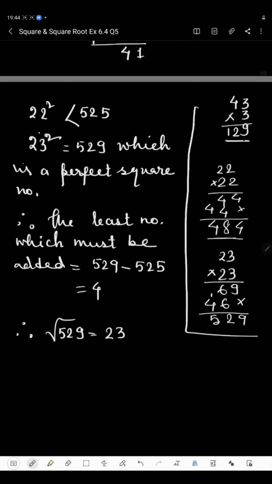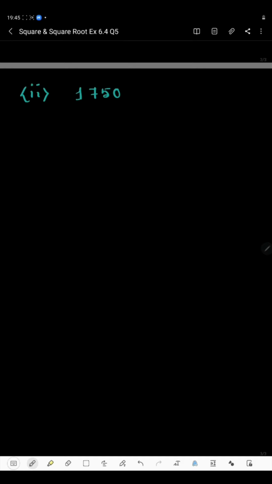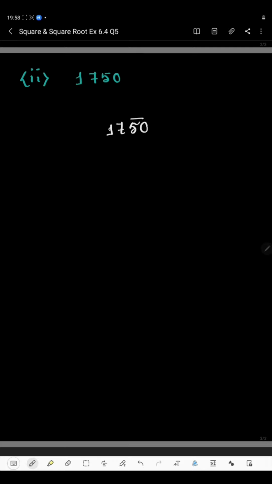Okay, now coming to the next part. In the next part we have 1750. So at first we will have to find the square root by the long division method. So we will make pairs at first.